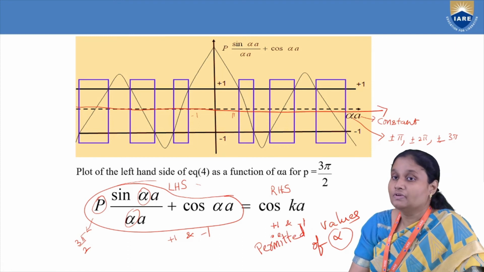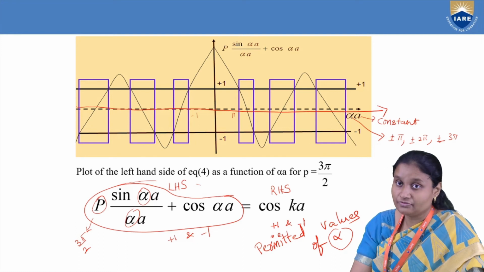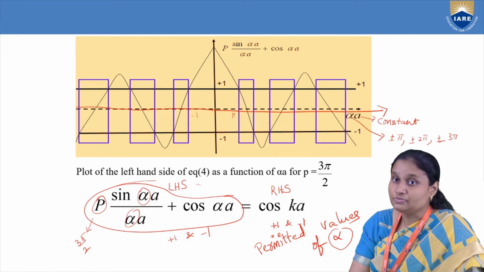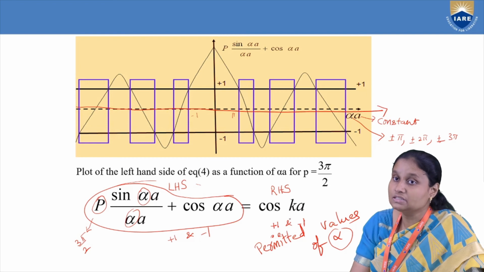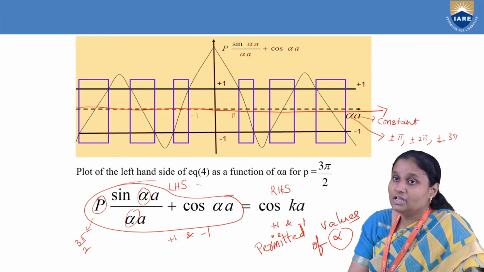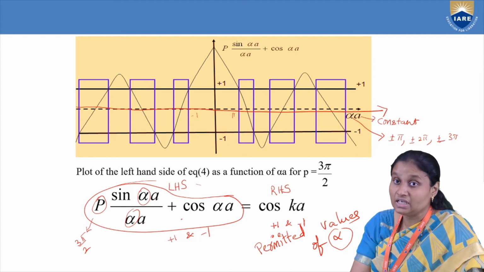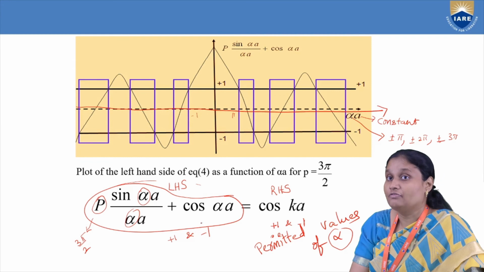So what are those values of alpha? Values of alpha for which the left hand side of this equation falls between +1 and -1. Why does it have to be between +1 and -1? Because on the right hand side I have cos, and cos is always bounded between +1 and -1. What about the other values of alpha? Other values of alpha which make this LHS go beyond +1 and -1 are called unpermitted values of alpha.